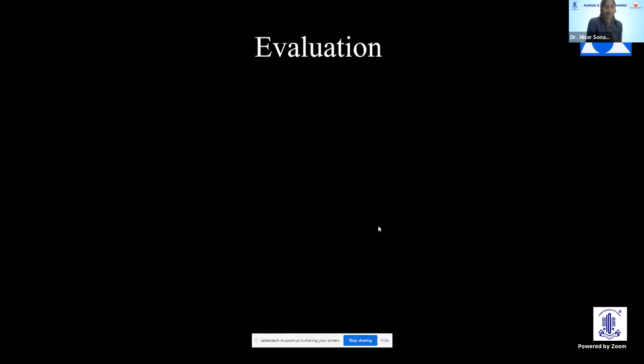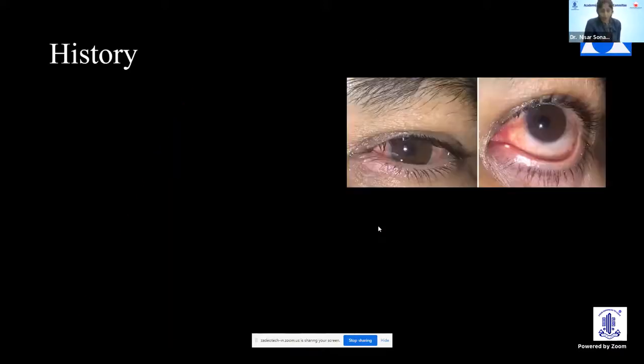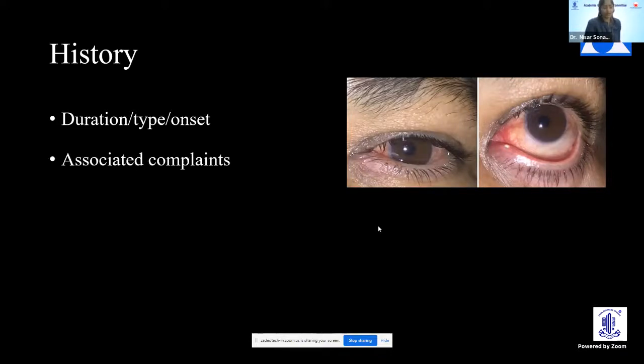So when we talk about evaluation, it goes back to our basics, that is any evaluation that we've learned way back in our MBBS. History taking is extremely important, followed by your inspectory findings, your palpatory findings, slit lamp evaluation, that's add-on findings that we can find, and imaging also. So history taking is very important. We start with obviously looking at the age of the patient. You have to ask for the duration, type of watering, onset, and the type of discharge that is associated itself will give you an idea whether there is mucopurulent discharge, there's mucoid discharge, or it's just plain watering.